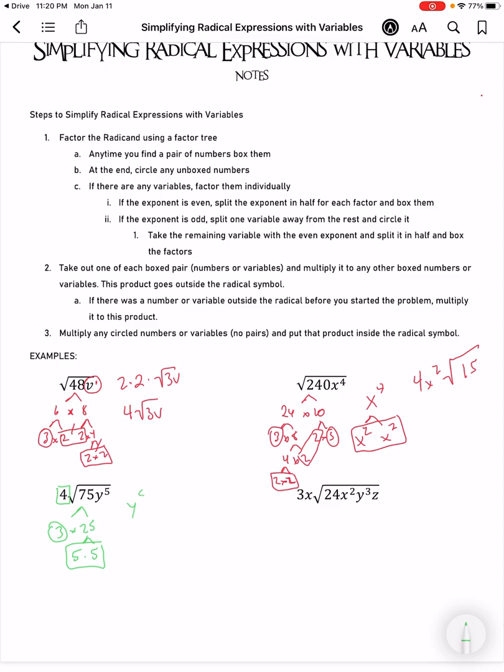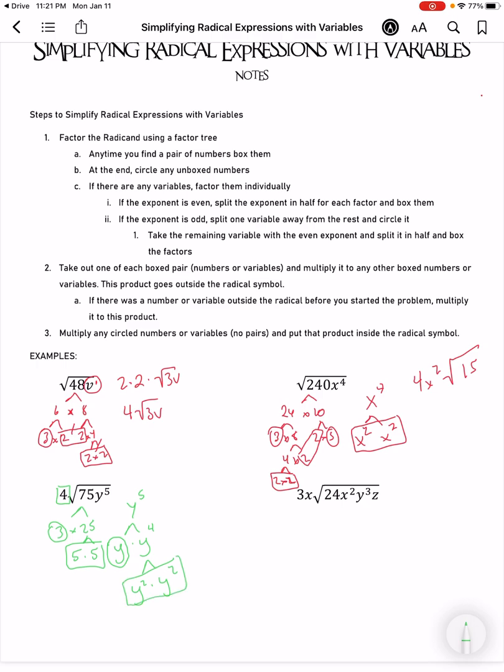Now, y to the 5th, it has an odd exponent. So we're going to pull one variable away. So we're going to pull a y away, and we're going to put the other 4 on the other side. Okay, we do that because we know when there's an odd numbered exponent, one of those y values has to stay underneath the radical symbol because it won't have a partner or a buddy. Now that we're down to y to the 4th, we're going to split it evenly, y squared times y squared. And then I'm going to box the y squareds.